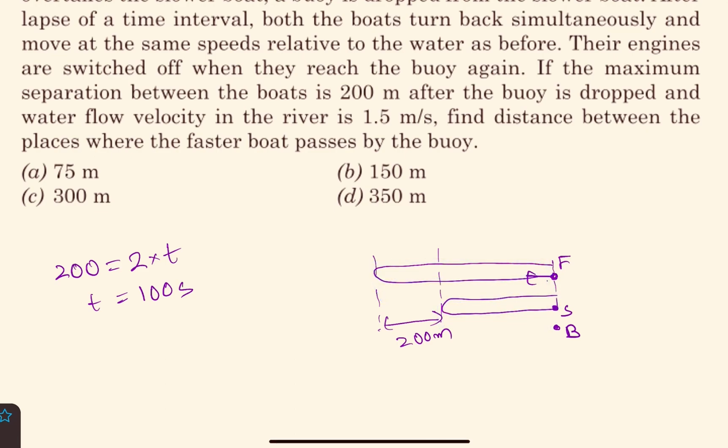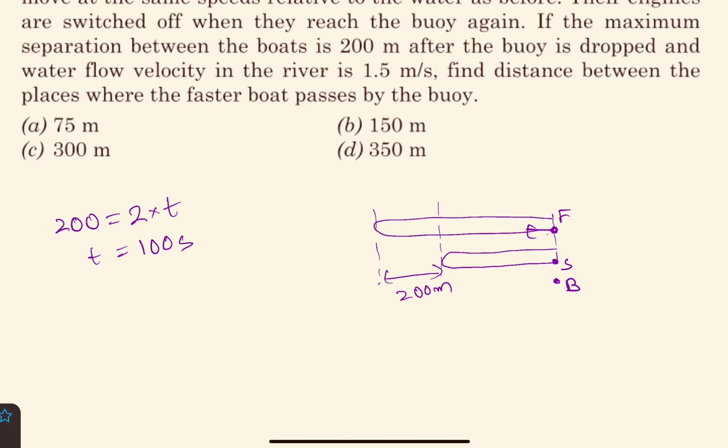So we have to find the distance between the places where the faster boat passes by the buoy. The total time for this entire trip is 200 seconds: 100 seconds while going and 100 seconds while coming back. In this entire duration the buoy, with respect to the river, is stationary, but with respect to the ground it would be moving with a velocity equal to the velocity of the river.